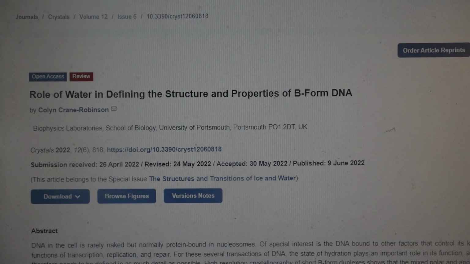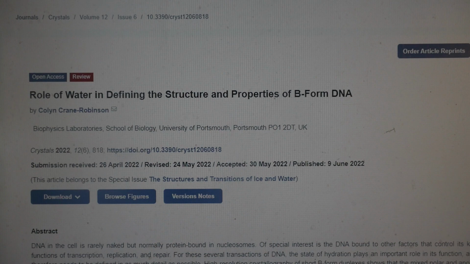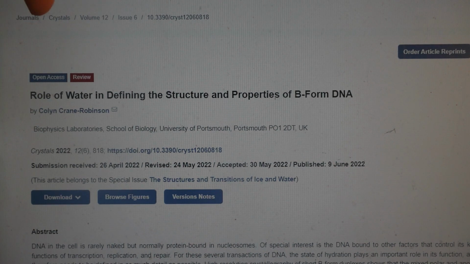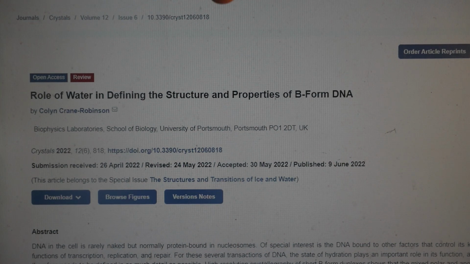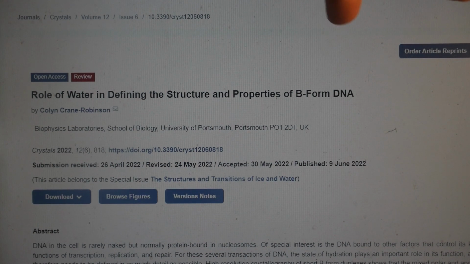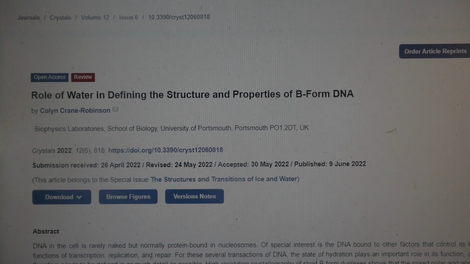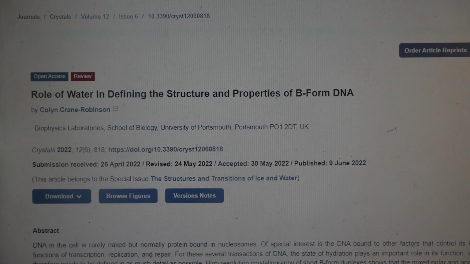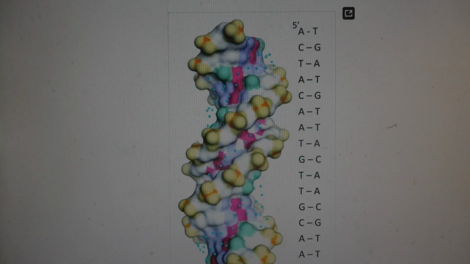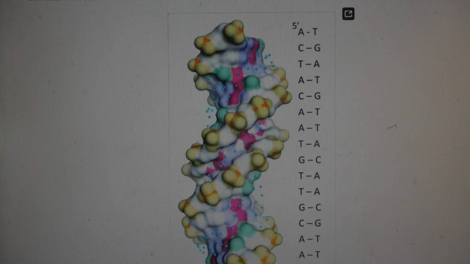So this paper, taken from the journal Crystals, is titled The Role of Water in Defining the Structure and Properties of B-form DNA. B-form is a hydrated form, don't worry too much about that. But it's the journal Crystals, published 2022. So this is a 1.6 Angstrom resolution crystal structure of DNA, a 16 base pair duplex solved to 1.6 Angstroms. So it's showing quite a lot of detail of the atoms.